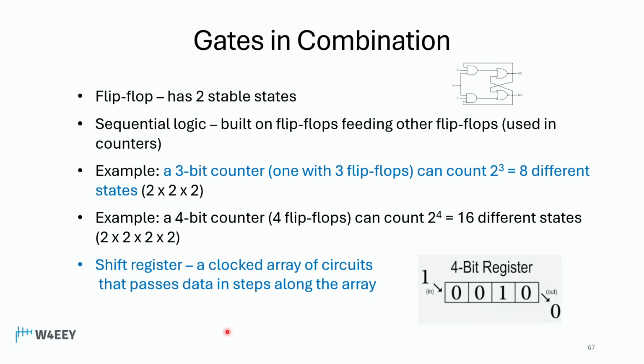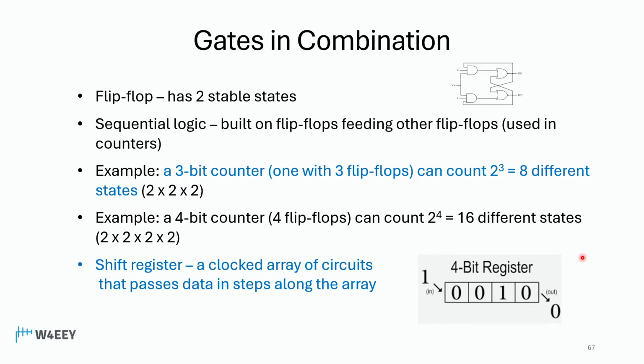Then we have the concept of a shift register. Now we're going to feed bits into this shift register. We'll start out with a 1. Then every time we clock the register, it's going to shift everything to the right, and shift it again, and shift it again. After this happens 4 times, the bit that we started with is going to fall out of the shift register and go into what's lovingly called the bit bucket. Okay, it won't exist anymore. So a shift register is a clocked array of circuits that passes data in steps along the array.